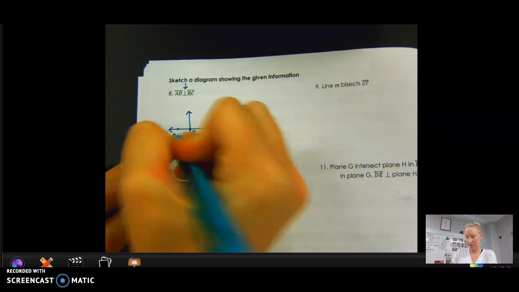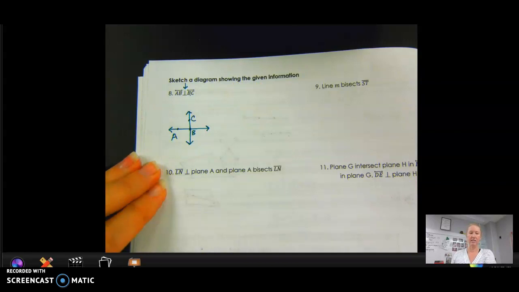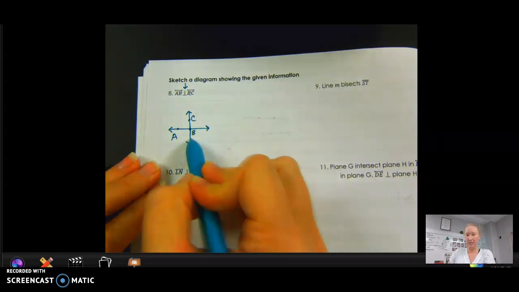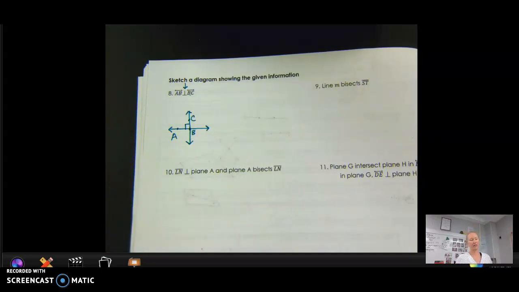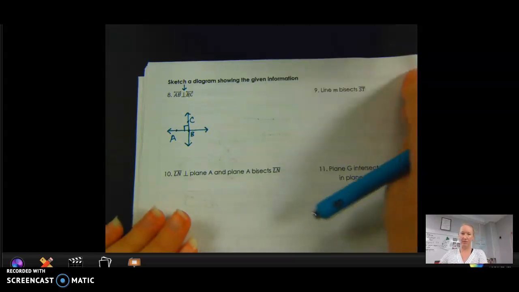I'm going to put A somewhere on here. I'm going to put C somewhere on here. It doesn't matter. I could have put A here. I could have put C there. That's fine. But I have to show that they are perpendicular, so I have to put that 90-degree angle symbol in there. Okay? Pause me. Try 9, 10, and 11 on your own. Unpause me when you're done.